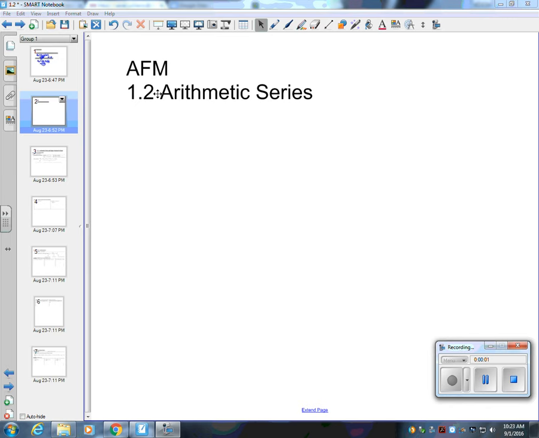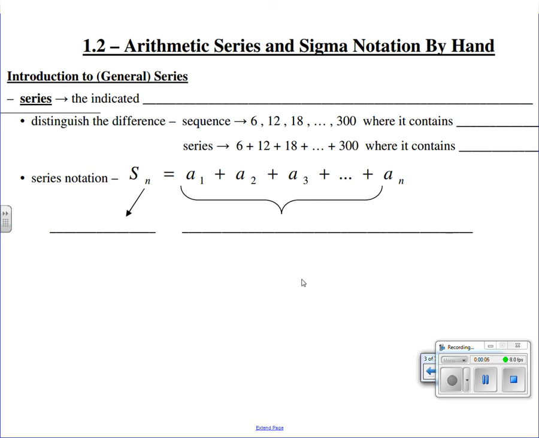Doing Arithmetic Series today. And series just means the sum of the terms. The word series just means you're summing the terms.